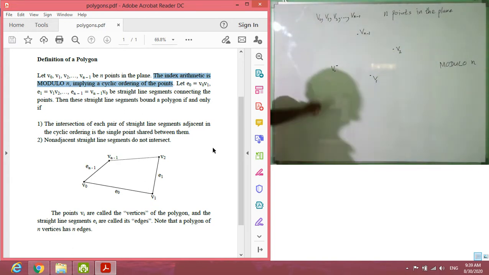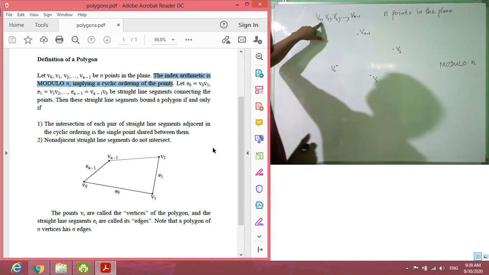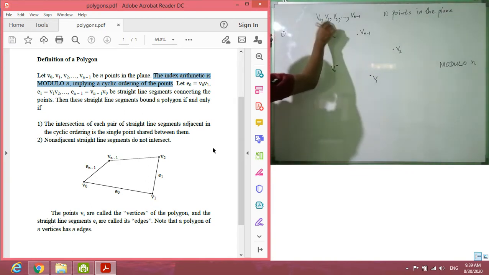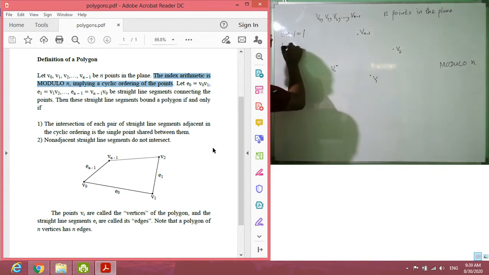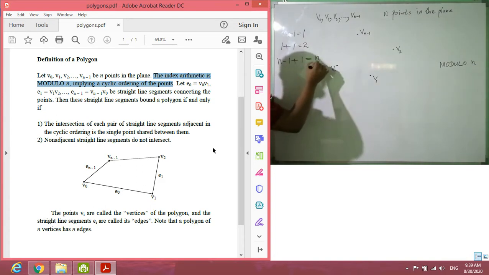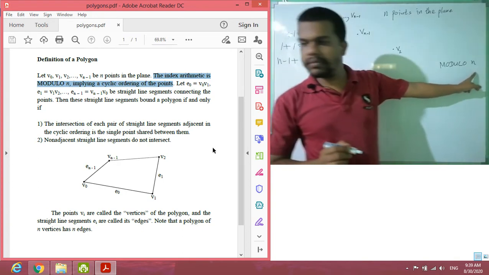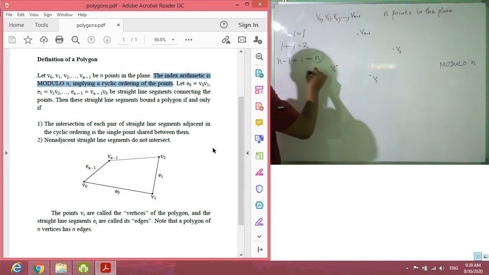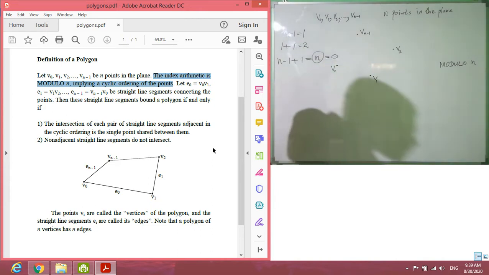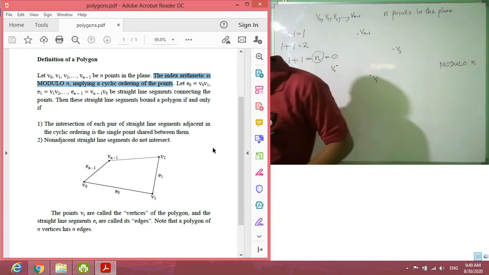The meaning is, for example, to index 0, if we add 1, you get this index. Then to 1, if we add 1, you get 2. Then here, to n-1, if we add 1, it is n, but since our index arithmetic is modulo n, we say this one is equal to 0. That is the meaning of modulo n. Our index arithmetic is always modulo n.